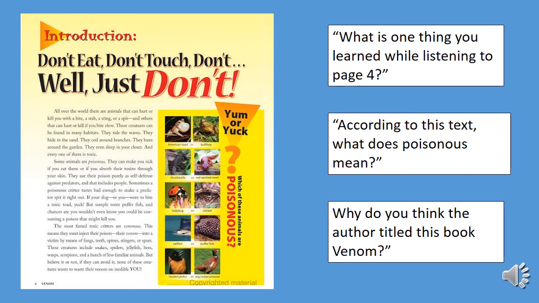According to the text, what does poisonous mean? And for that, you'd have to look back at paragraph 2 where it says, "Some animals are poisonous. They can make you sick if you eat them or if you absorb their toxins through your skin. They use their poison purely as self-defense against predators, and that includes people." So according to the text, poisonous means that some part of their body is poisonous, and if you ate them or touched them, that poison might be absorbed into your skin. I want you to think to yourself, why do you think the author titled this book Venom?